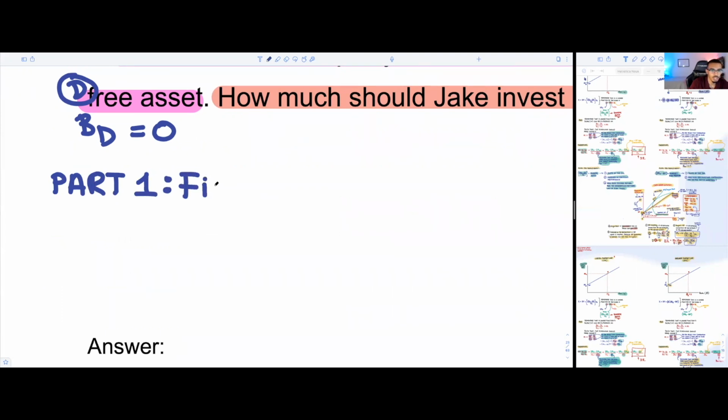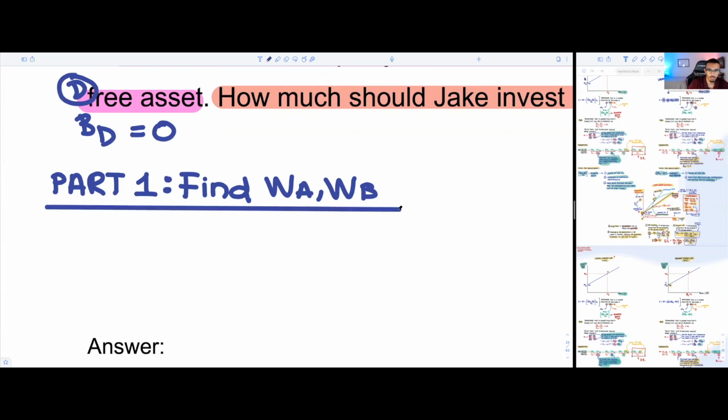Find weight A and weight B. It's literally as easy as that. So the first step would be to find, well, what is the total value of the portfolio? Okay, and that's really easy.